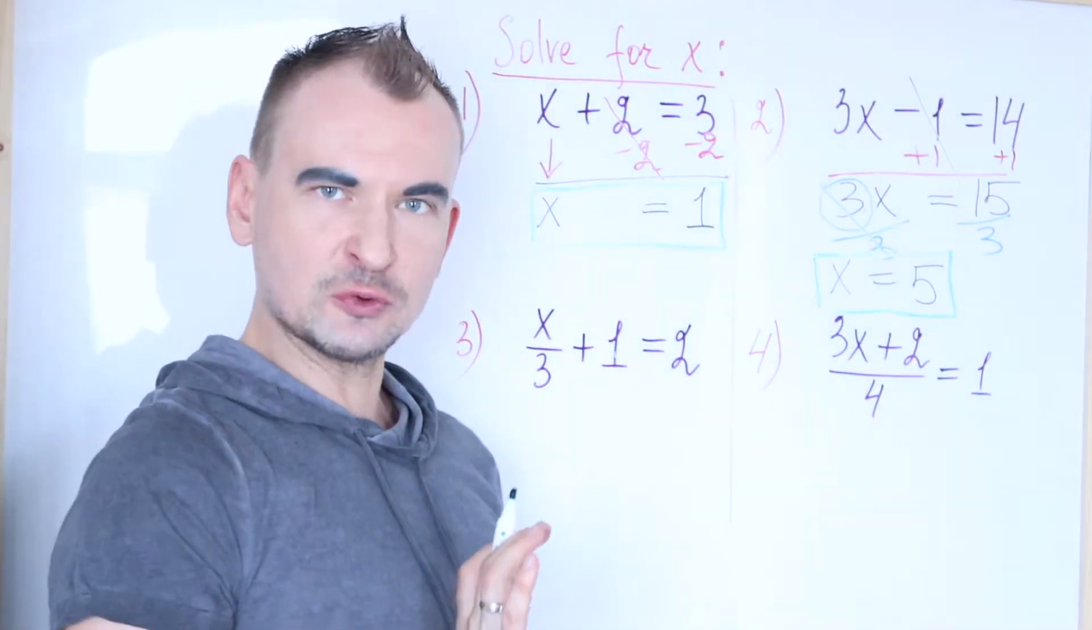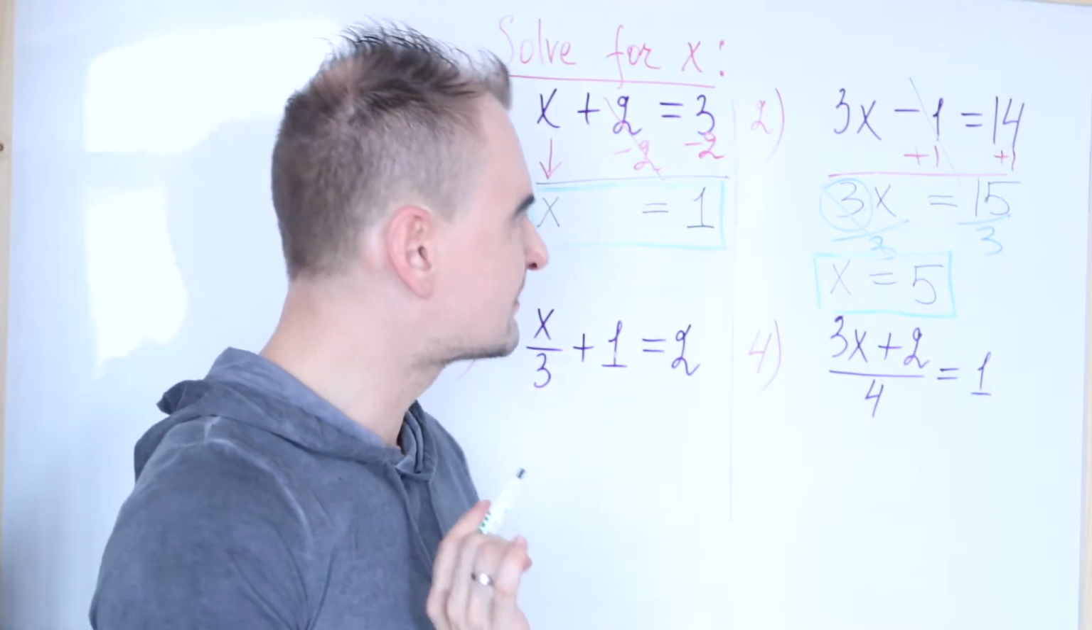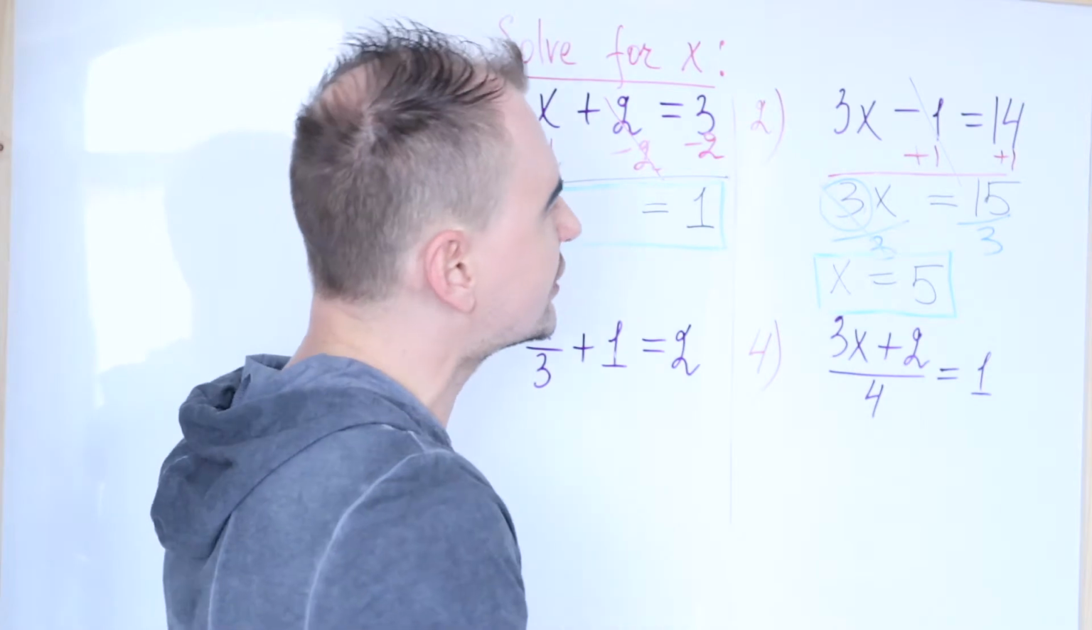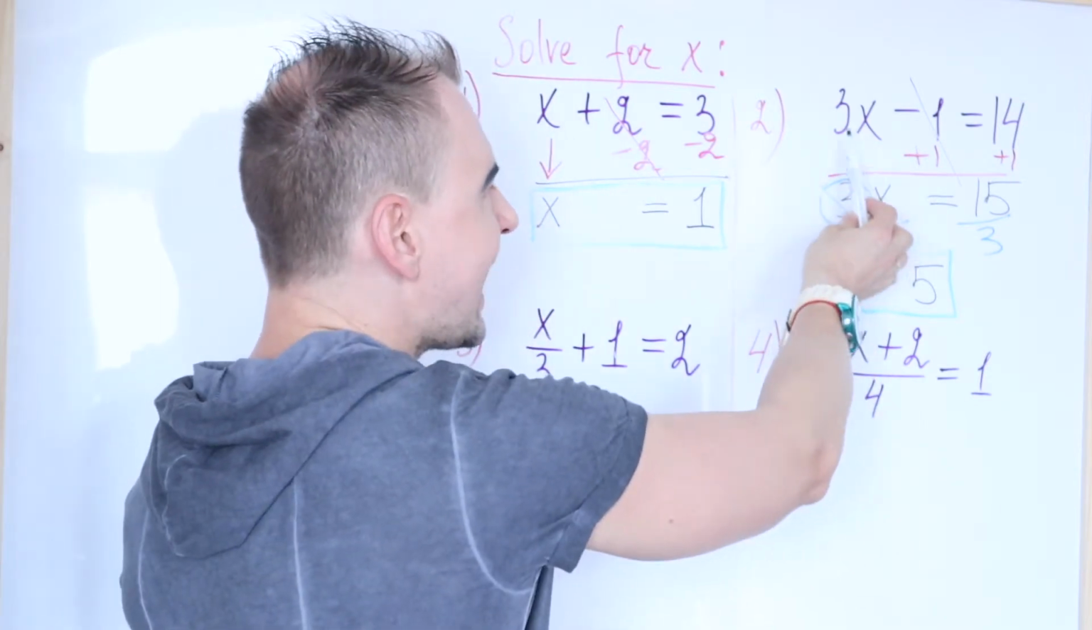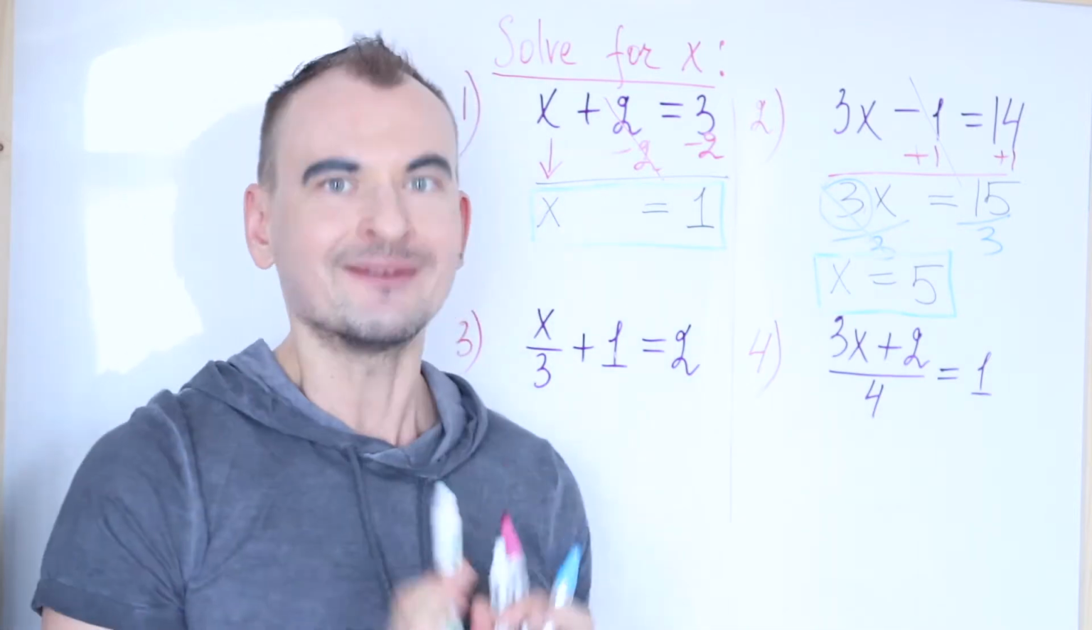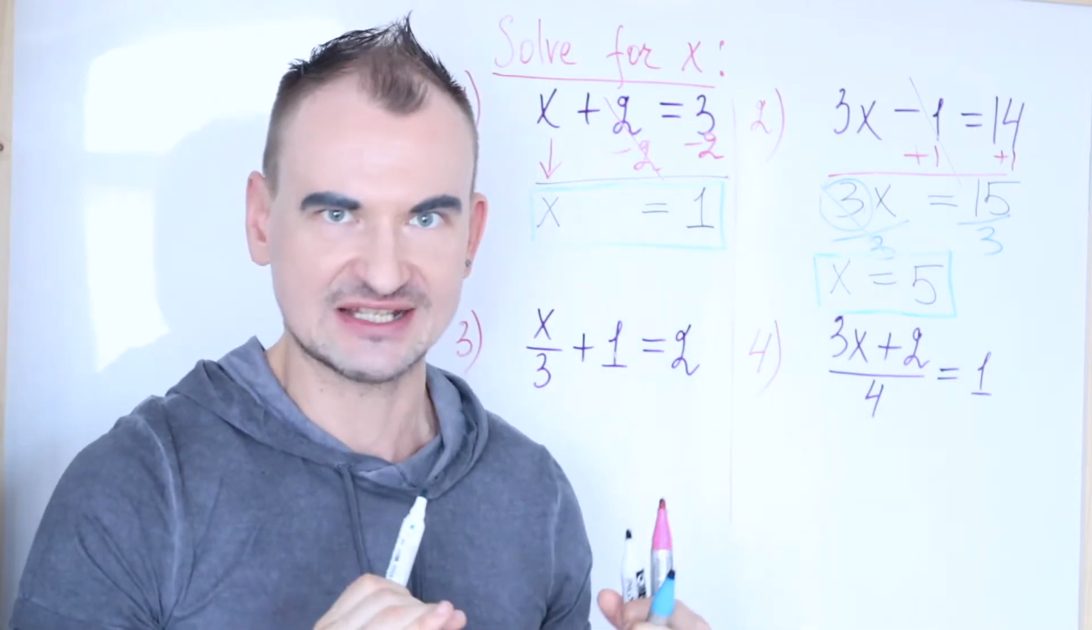Again, at this point, you could check it out just by plugging it into the original equation. Substitute for x, 3 times 5 gives you 15 minus 1, 14. It does work, it checks out.